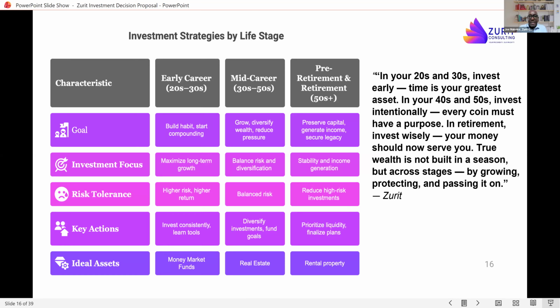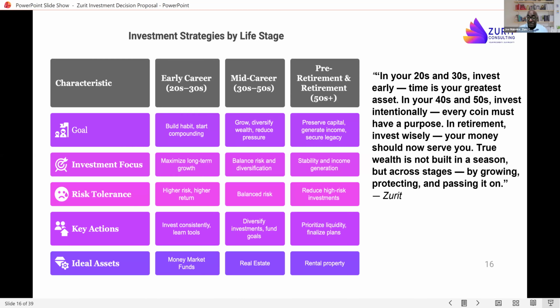So again, looking at it through ages. If you're in your 20s and 30s, ladies and gentlemen, maximize on long-term growth. Sacrifice. I can tell you for a fact, when you're in your 50s and your 60s, you will be smiling. In between your career, balance your risk and diversification. This is the time where a lot is happening. You're building, you're doing school fees, you're doing your master's, or you're doing your degree, or you're investing in other things. You're also supporting family. So it's important to have a balanced risk.